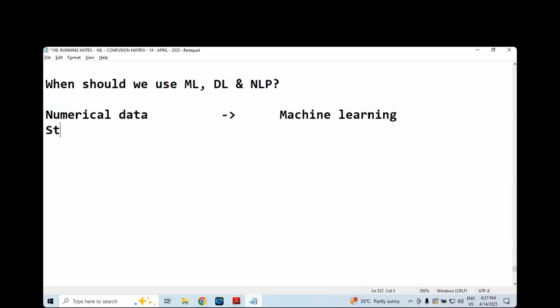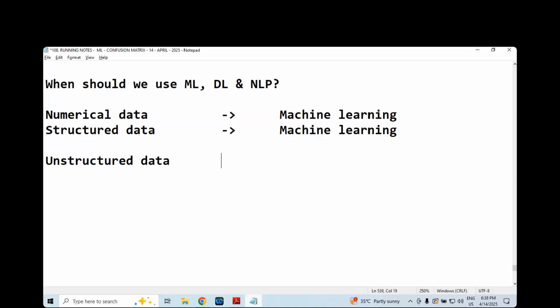Especially, Daniel, I do have structured data. Structured data, yes, you can go for machine learning. Daniel, I do have unstructured data. Unstructured data, go for deep learning. Make a note on this.